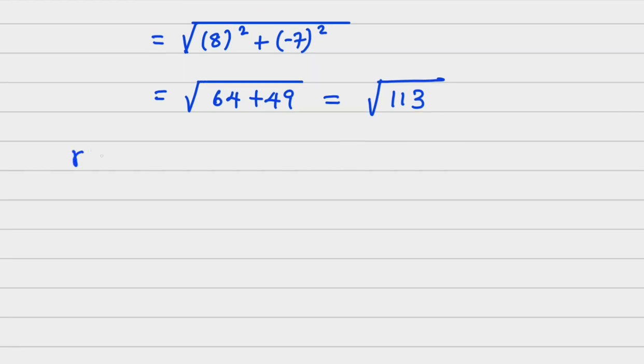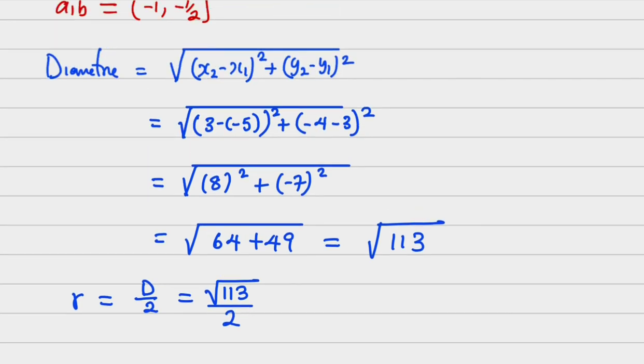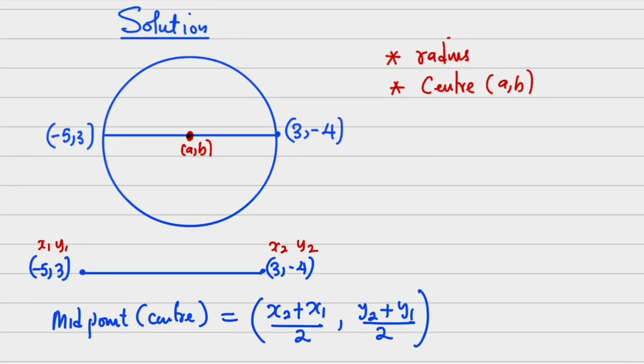So to find the radius is going to be diameter divided by 2, which in this case is going to be the root of 113 divided by 2. So I'm done. So I have my diameter.